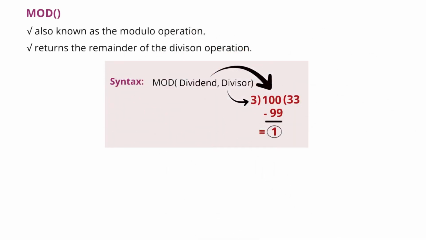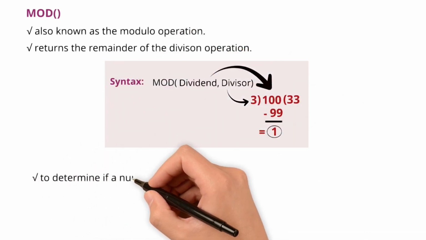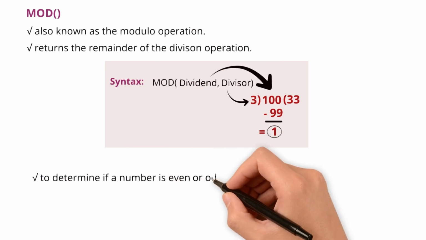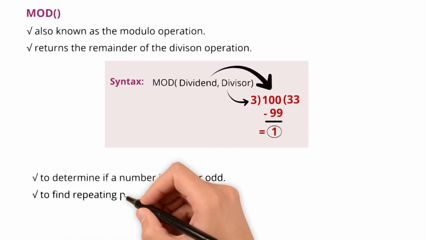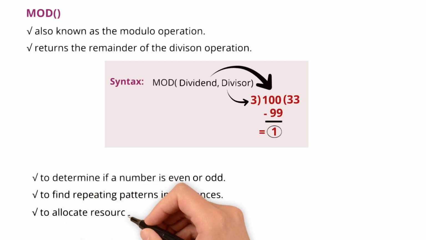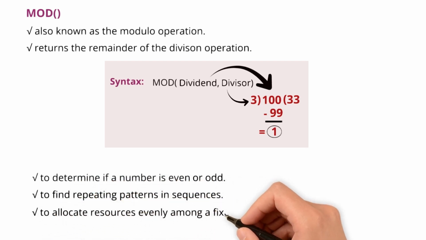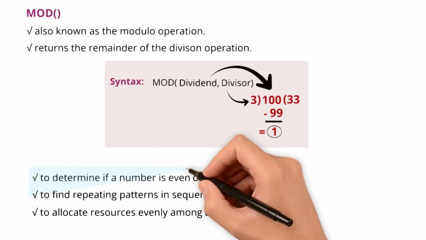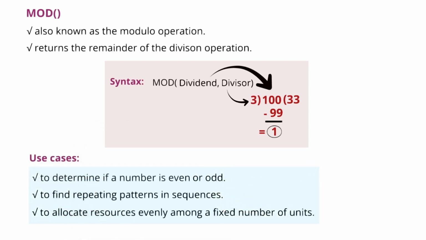The mod function is used to determine if a number is even or odd, to find repeating patterns in sequences, or to allocate resources evenly among a fixed number of units. These are some sample use cases where the mod function is used. Let's look at some examples.